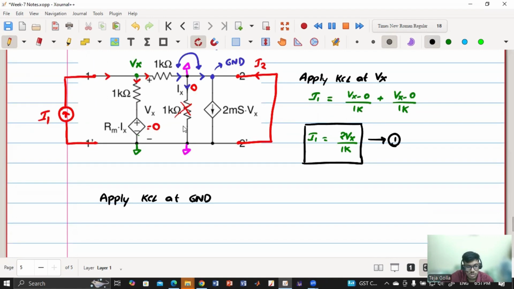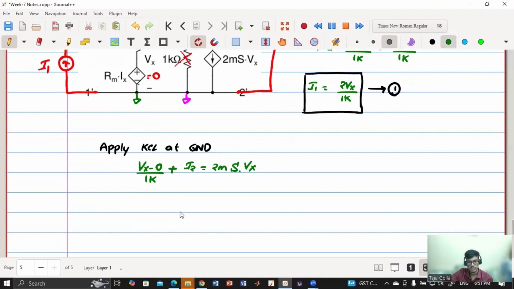Current entering is equal to current leaving. So what is the current that is entering? It is (Vx minus 0) by 1k, plus current entering I2 is equal to 2 milli Siemens into Vx, right? True? So now if I do it, I can get I2 is nothing but 1 millisiemens into Vx, or I can also write it as Vx by 1 kilo ohm. Got it?